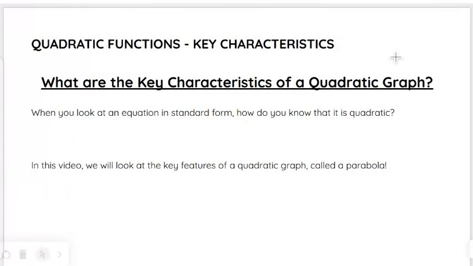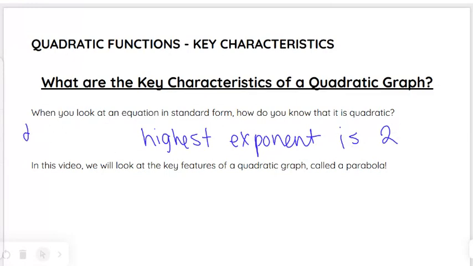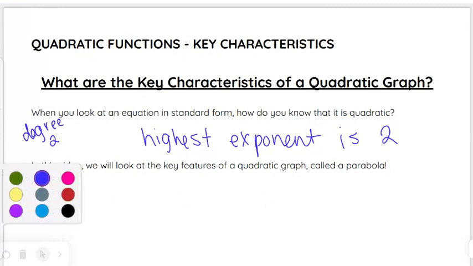Hey there, in this video we're going to look at quadratic functions and specifically the key characteristics of a graph of a quadratic. So remember, when we look at an equation in standard form, we know it's quadratic if the highest exponent in that standard form equation is 2. In other words, if it's a degree 2. So if we have a degree 2 polynomial, we are going to have a parabola shape.